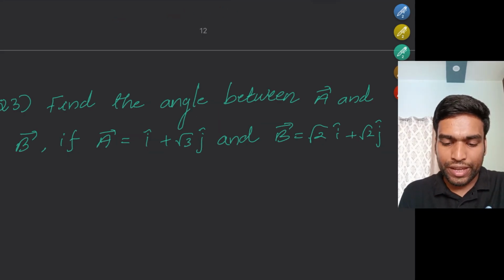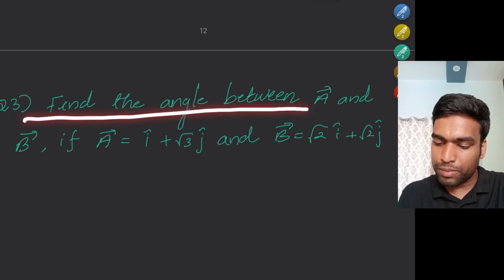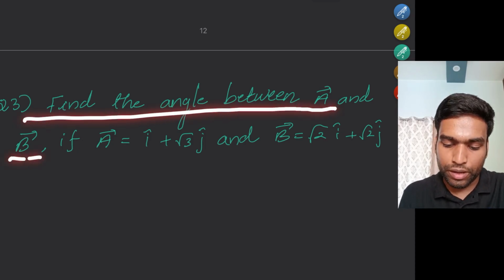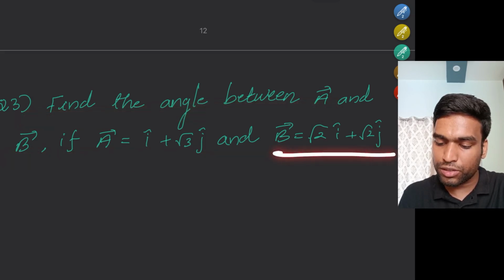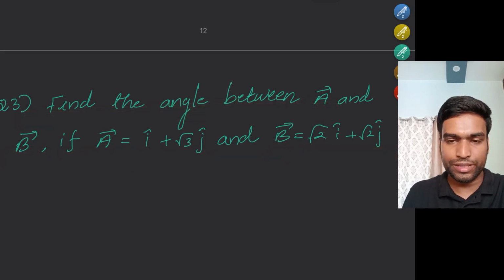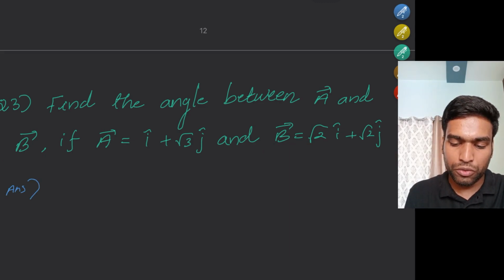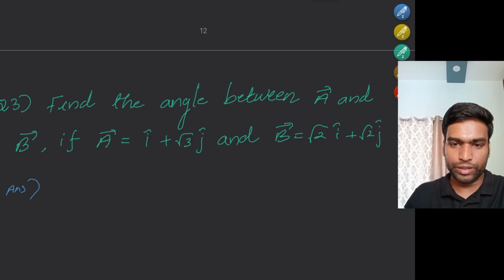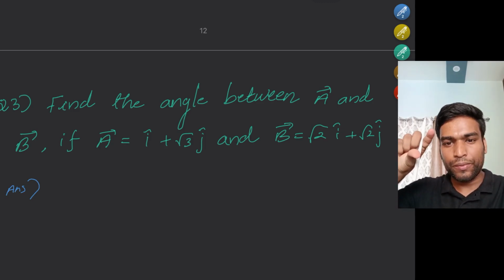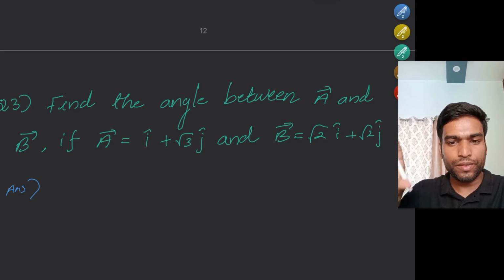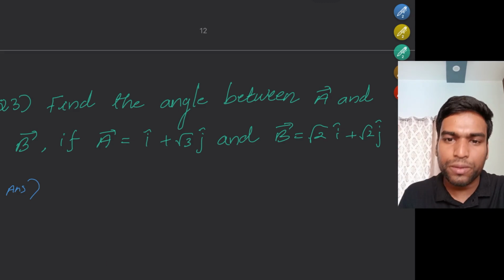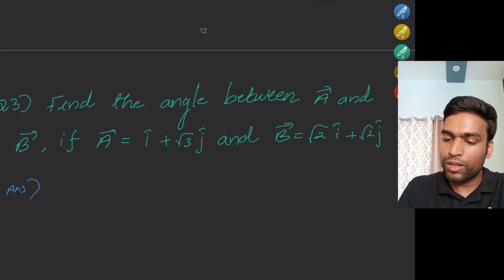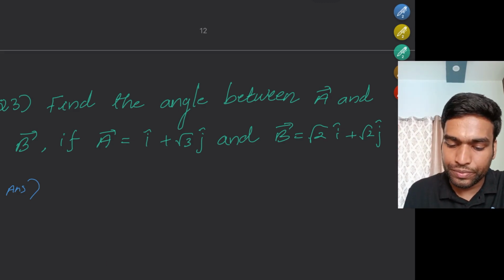Now question number 3 is very interesting. Find the angle between a vector and b vector if a equal to i plus root 3 j cap and b is equal to root 2 i cap plus root 2 j cap. So our approach is, first we will be finding the direction of individual vectors and we will find the difference in these angles. That difference in angles corresponds to the angle between a and b. Simple as that. So let's do step by step.